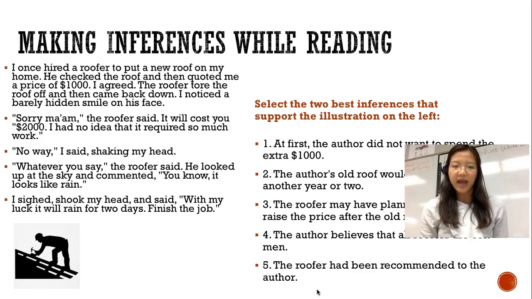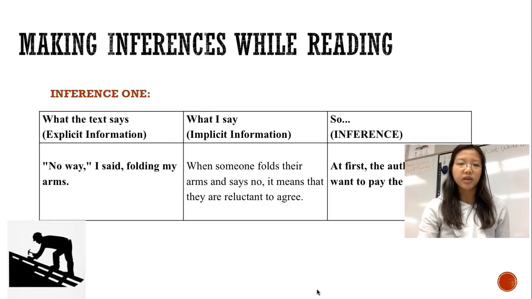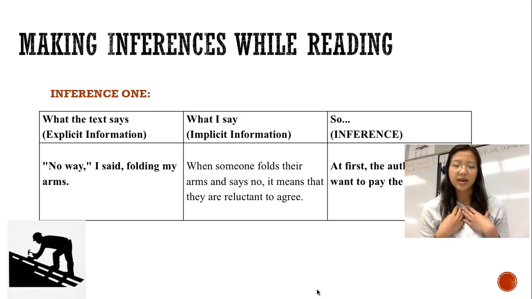Let's take a closer look at how we differentiated between explicit and implicit meaning. And we did this by using a what the text says, what I say, and so chart. So if we take a look at the column what the text says, that's the explicit information that we're going to insert. And then the following column we have what I say, and that's the implicit information that we come up with based on our own knowledge. And by incorporating the implicit information, we come to our inference, which is a statement that we selected from that list of inferences given on that previous slide.